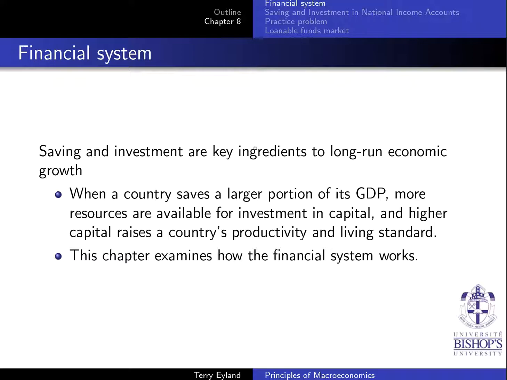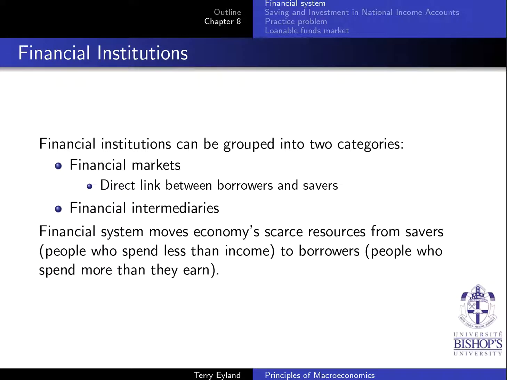Saving and investment are key ingredients to long-run economic growth. When a country saves a larger portion of its GDP, more resources are available for investment in capital, and higher capital raises a country's productivity and living standard, as we've seen in the previous chapter. This chapter examines how that financial system works.